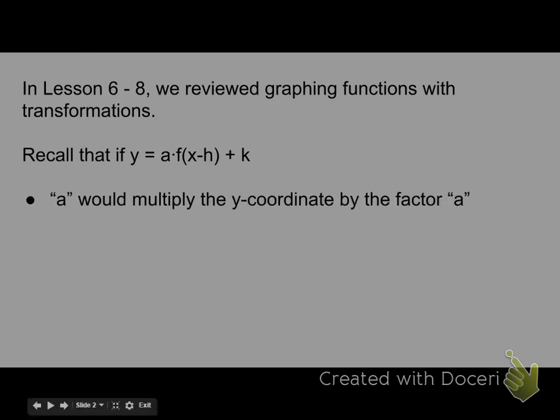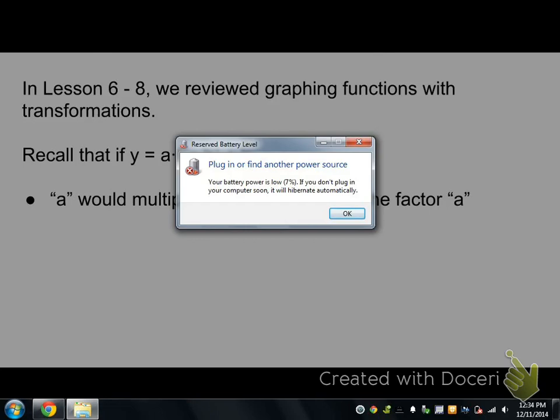Better or worse on lights? Okay. Oh, I thought my computer's plugged in.